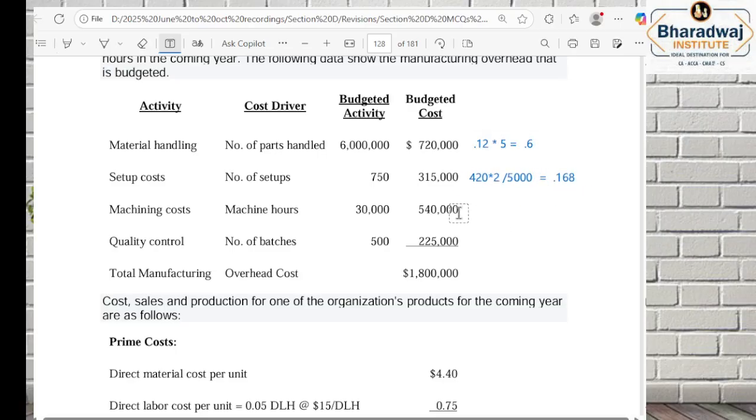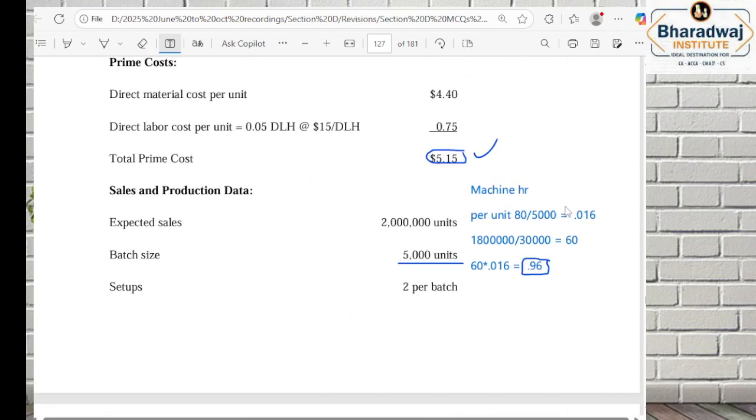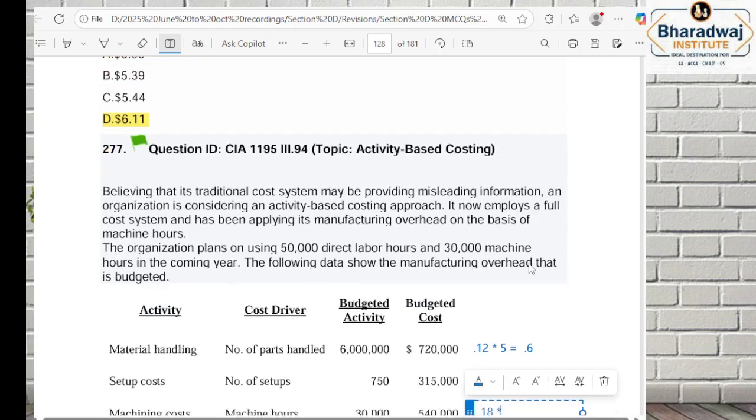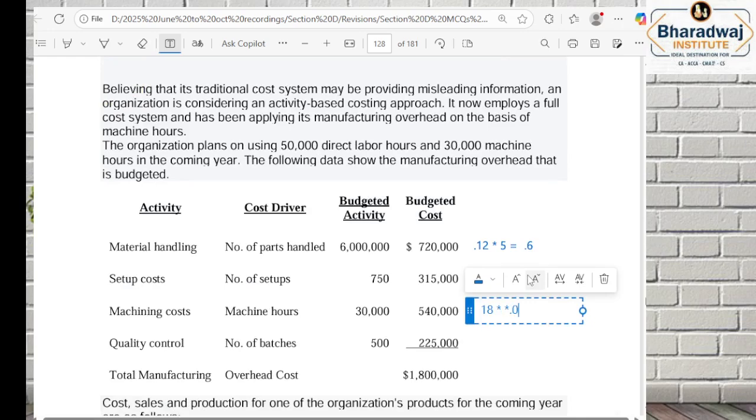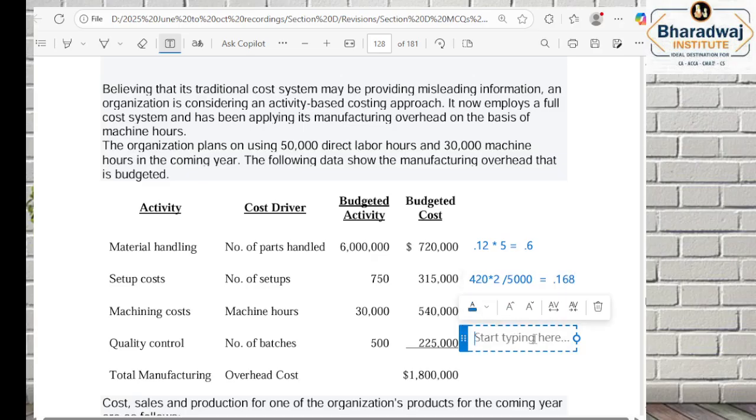Then next, 5,40,000 divided by 30,000. How much do you get? 18. 18 into the machine hours per unit we already worked out, 0.016. What is the answer? 0.288.